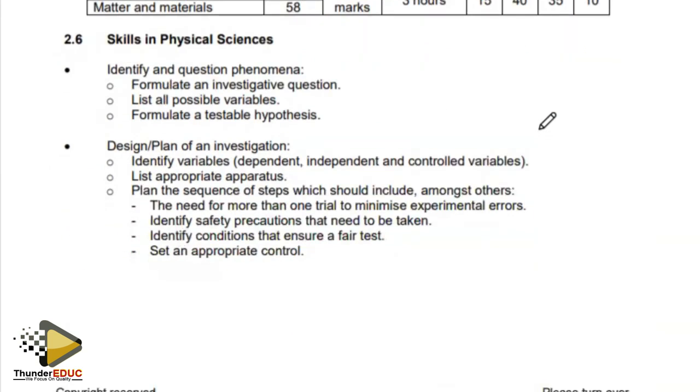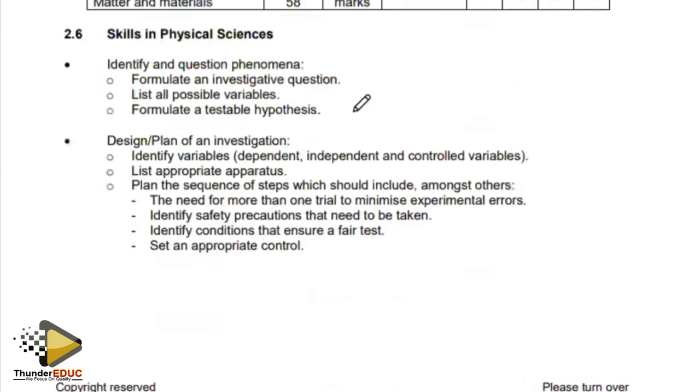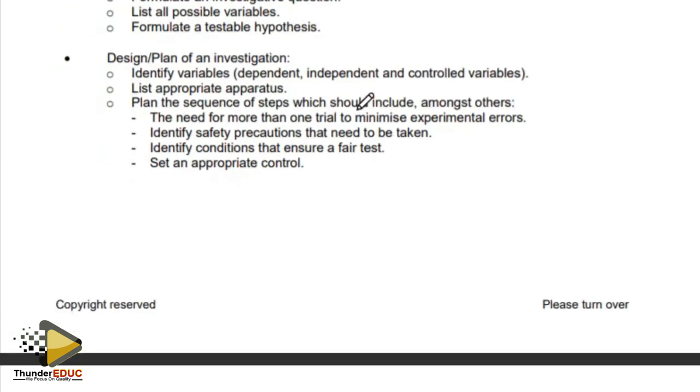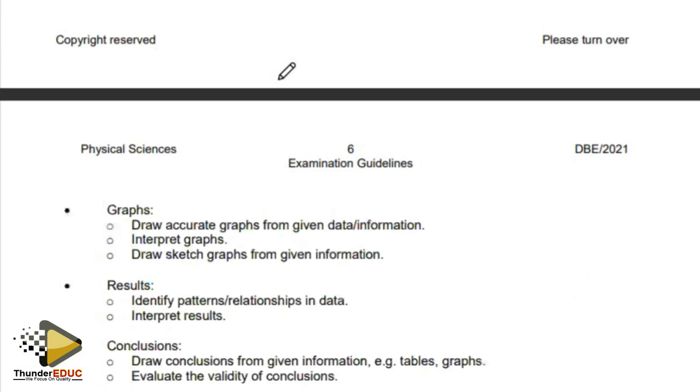Skills in physical sciences: identify the question phenomena, formulate an investigative question, and all of this. These are things that we always cover in classes. Listing all the possible variables, a testable hypothesis, and so on. How do we identify the variables, the dependent, the independent, and the control? We need to know and remember all of this. A list of appropriate apparatus is mostly vital when you're doing your practicals.